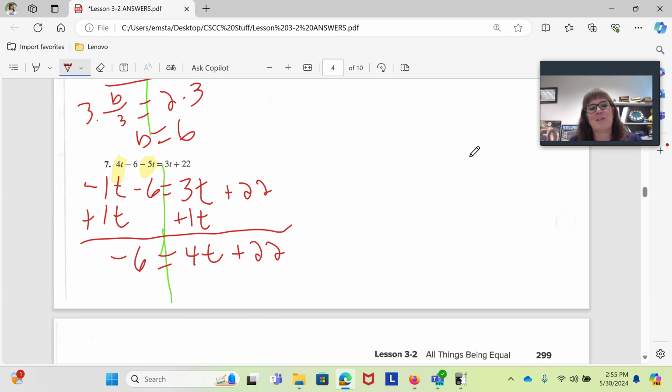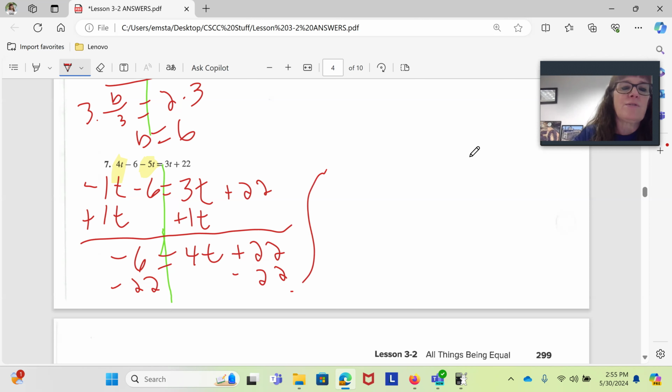Now I have to make everything that's with the t move away. So I have a 4 on the same side as the t, and I have a 22 on the same side as the t. I need to undo plus 22. What's the opposite of adding 22? Subtracting 22. And I'm going to come up here for some room. And you can do this part in your calculator. Put in negative 6 minus 22, you get negative 28 equals 4t.